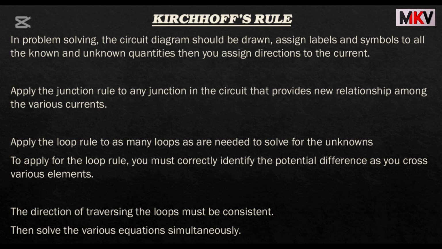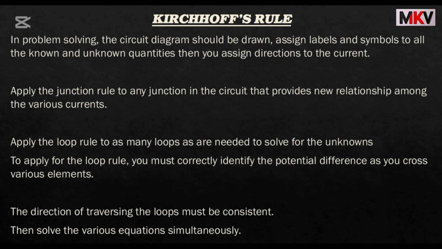Then you apply the loop rule to as many loops as are needed to solve the unknowns. The loop rules you apply must be significant, so you apply all the loop rules that you will use to find out the unknowns. To apply the loop rule, you must correctly identify the potential difference as you cross various elements. You are supposed to know the potential difference across various elements before you apply the loop rule. And the direction of traversing the loops must be consistent.